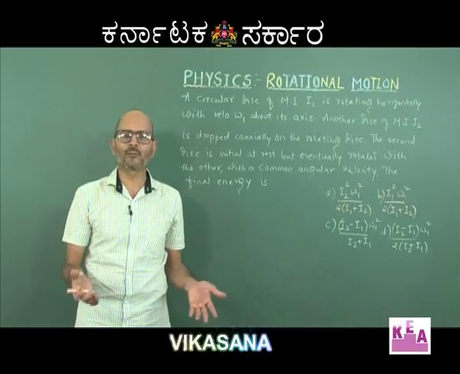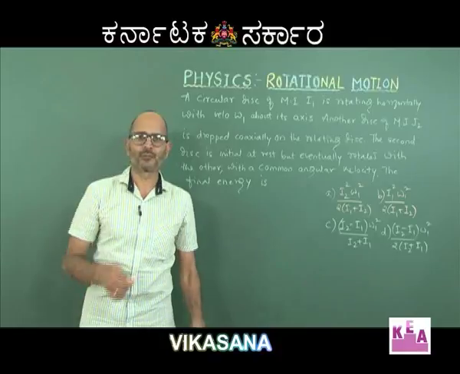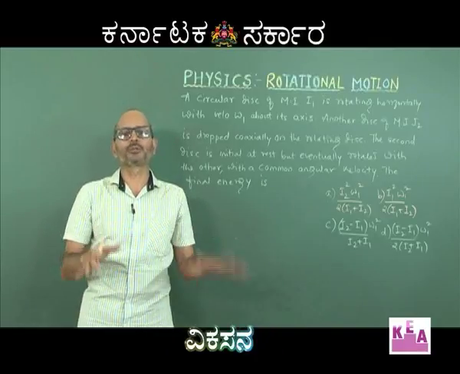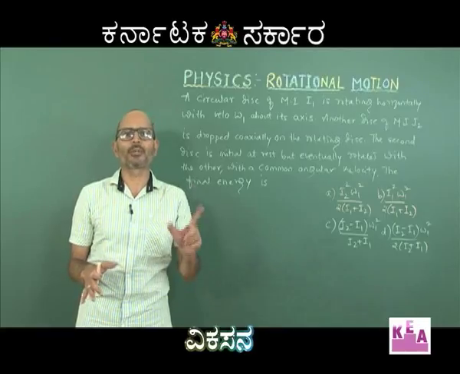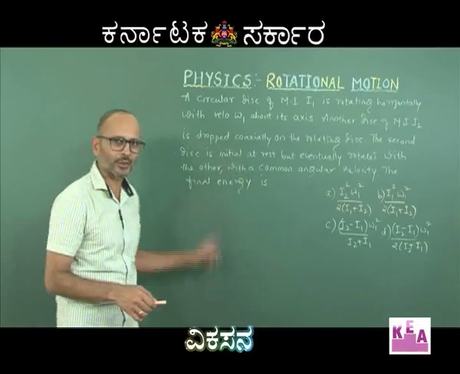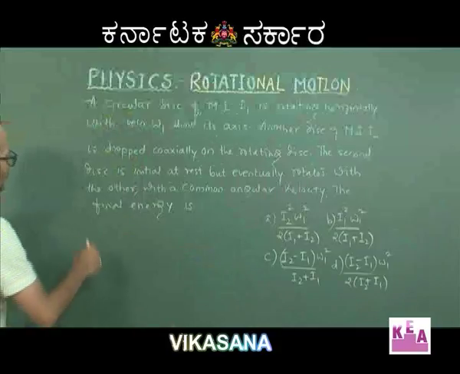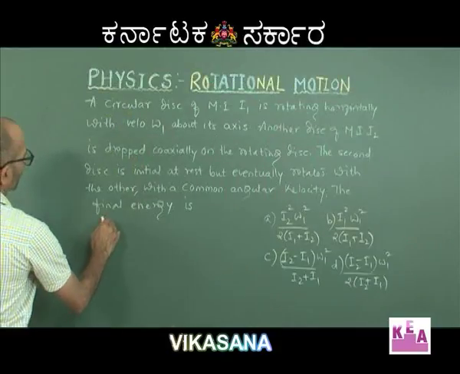Friction will become static and both will have a common angular velocity. Initially the friction is kinetic, right, but finally the friction becomes static and both will have a common angular velocity. So, we will first try to find out that common angular velocity and then write the final energy. Okay. So, I will conserve the angular momentum.